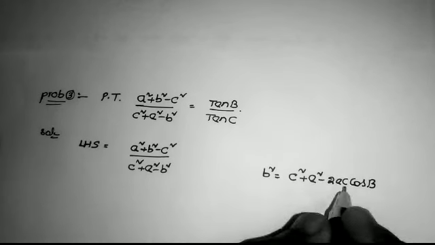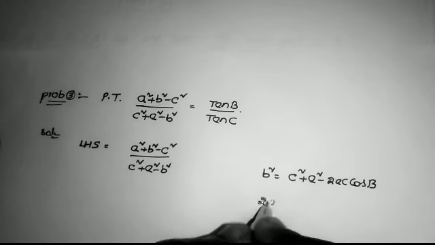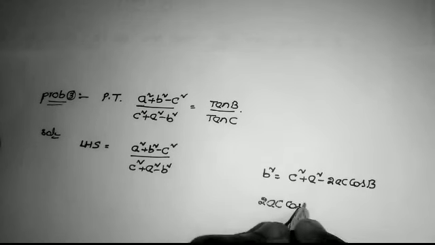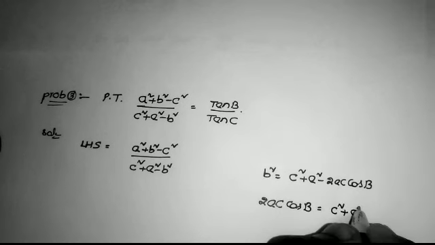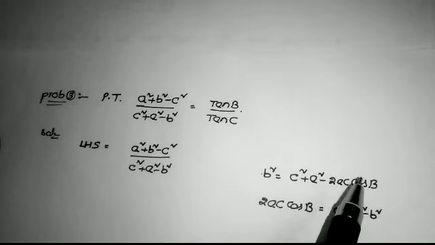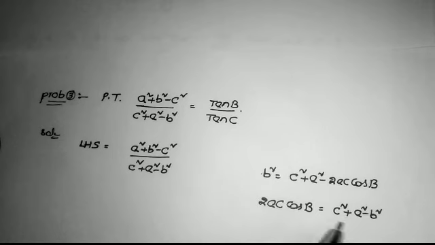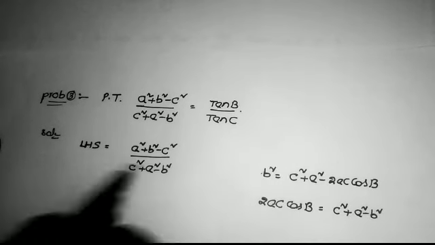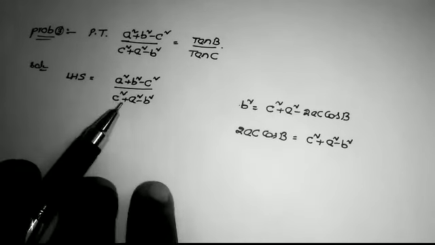From this, I am interchanging these two values here. That is, this minus 2ac cos b becomes plus 2ac cos b, and this is equal to c square plus a square minus b square. I am just interchanging these two values. This value becomes plus, this value becomes minus. But what is this value? C square plus a square minus b square is nothing but the denominator value here. This is nothing but the denominator value.